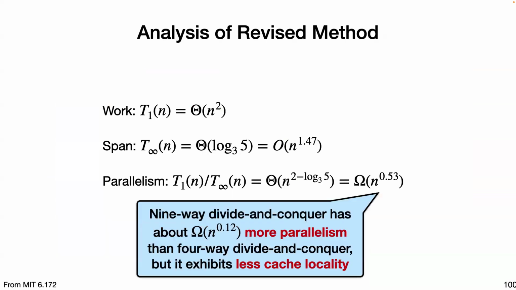So the parallelism is this. This should be n to the log base 3 of 5. I'll also fix it. So it'd be n squared over n to the log base 3 of 5, which is something like n to the 1.47. And so if you calculate the parallelism, you divide again. This is about n to the 0.5. And if you remember before, it was about n to the 0.4. So we increase the parallelism by increasing the divide and conquer ways. One problem with this is that it has less cache locality because you cut the problem smaller. That's something that we can analyze later.